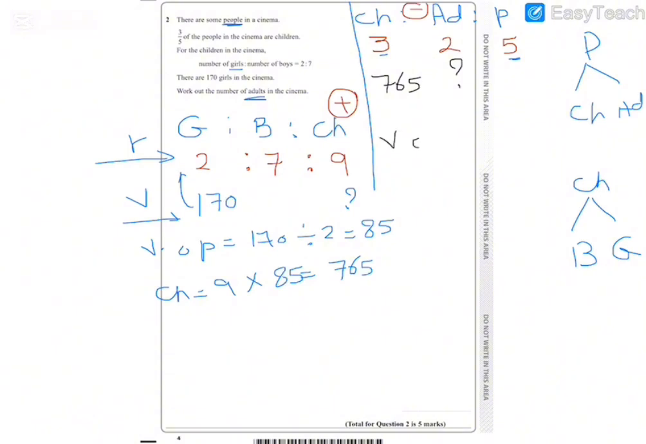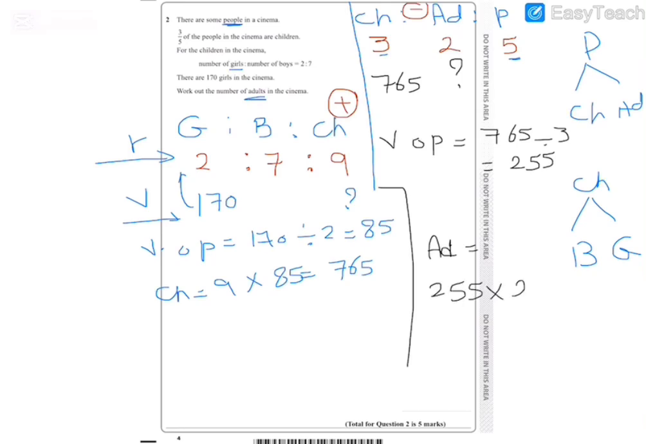765 divided by 3 equals 255. So the number of adults equals 255 times 2 equals 510. So my number of adults will be 510.